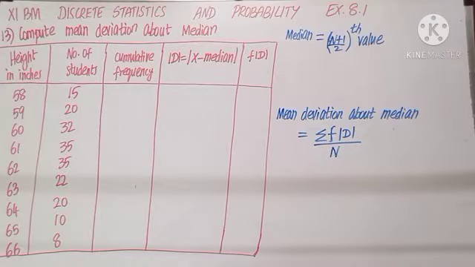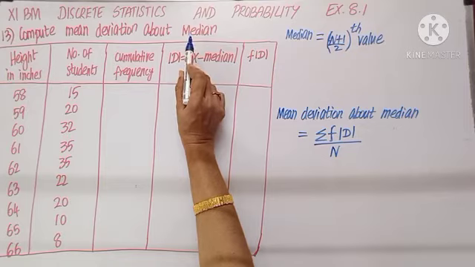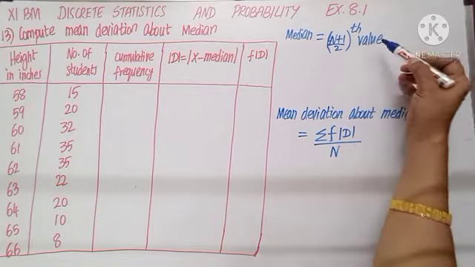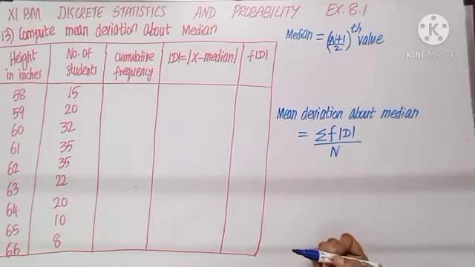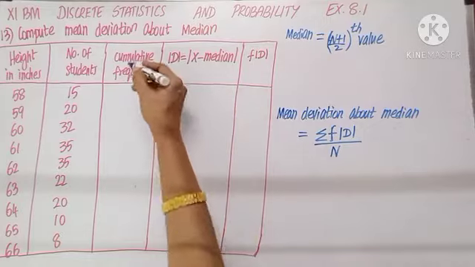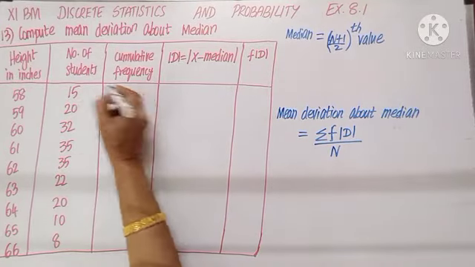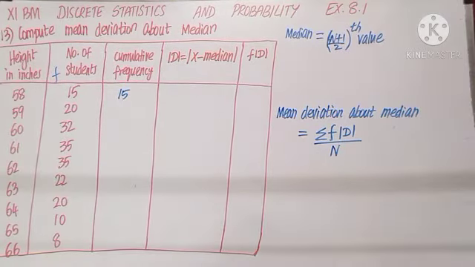Question number 13. Compute mean deviation about median. Let us remember, median is the middle value. How to calculate? (N plus 1) by 2th value. What is this N? Total frequency. To calculate this value, let us first find out cumulative frequency. Very first value 15. We call this F and this X.